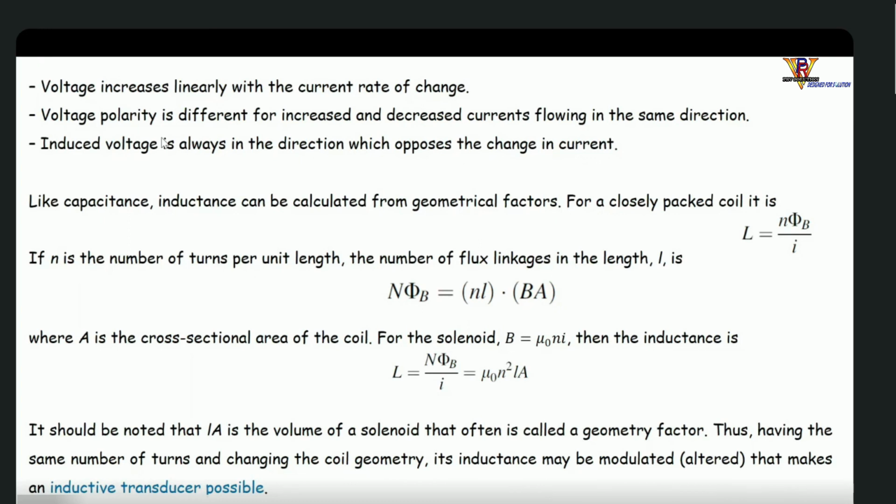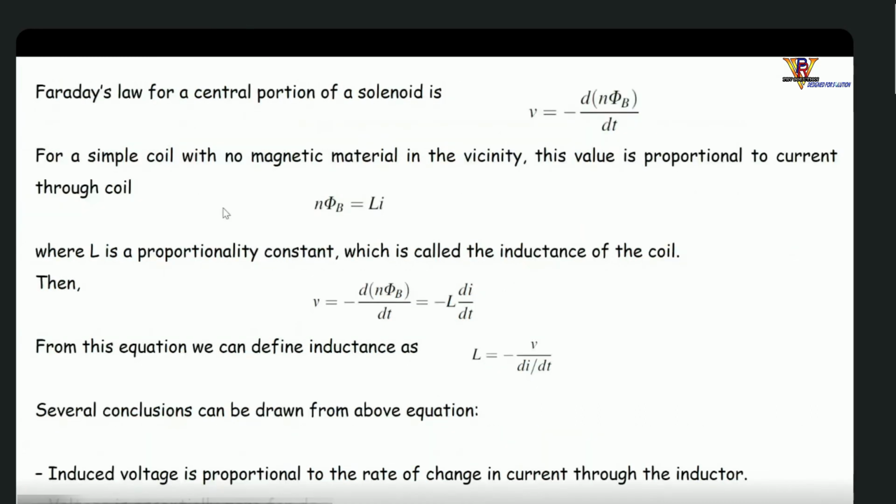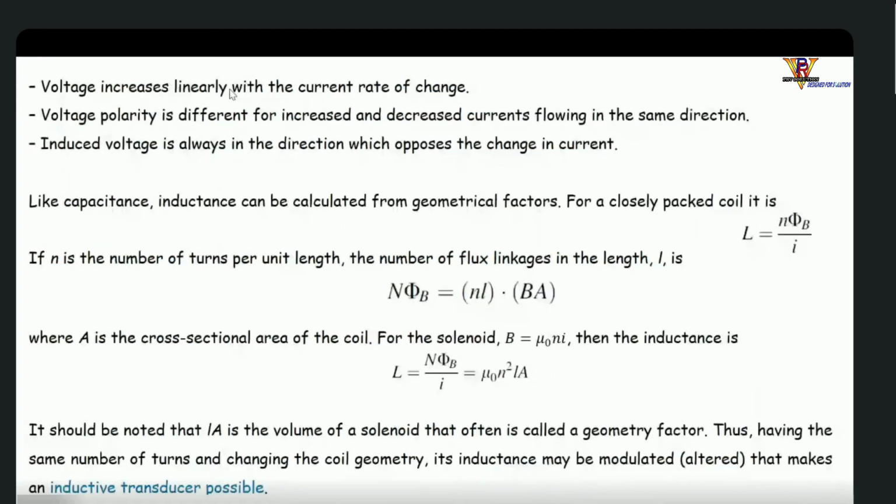So like capacitance, inductance can be calculated from geometrical factors. For a closely packed coil, from previous expressions we can say L equals minus V by di by dt. If we put in the value of V and di by dt, then we have L equals N phi B by I. Here n is the number of turns per unit length in the coil. The flux linkage in the length l is N times phi B equals n l into B A, where A is the cross-sectional area of the coil.